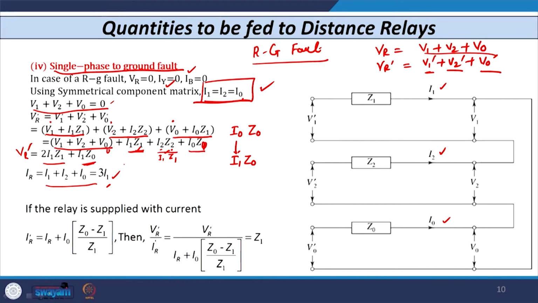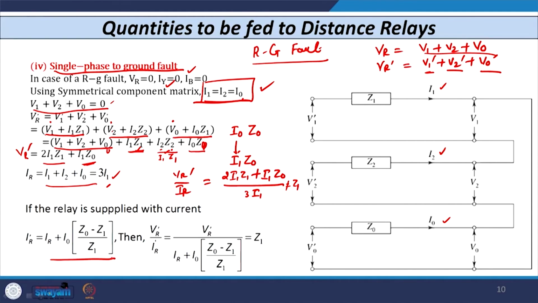So, if I give this value to the relay, that is VR dash by IR dash, this value VR dash by IR. So, VR dash is 2 I1 Z1 plus I1 Z0 and IR is equal to 3 I1, then we do not get the value Z1. So, obviously, we have to feed some other quantity. So, if I feed the relay with this quantity, that is IR plus I0 into Z0 minus Z1 upon Z1, then the relay will measure the correct value of impedance. Let us see how the relay will measure the correct value of impedance.